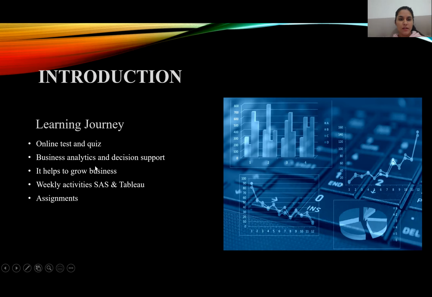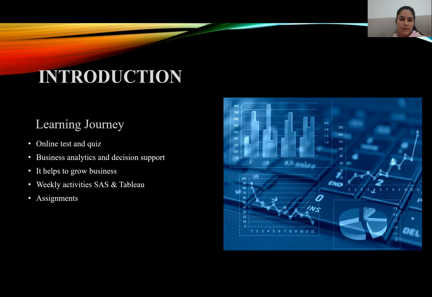The second is business analytics and decision support. Business analytics and decision support is very helpful for any organization to grow their business effectively. Business analytics is useful in businesses for data analytics, data mining, text mining, and web analytics based on predictive analysis. And prescriptive analysis helps to make automated decisions for any organization's business.